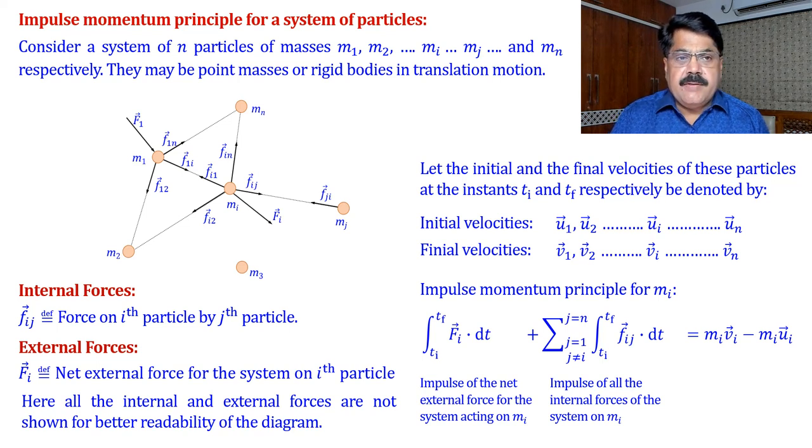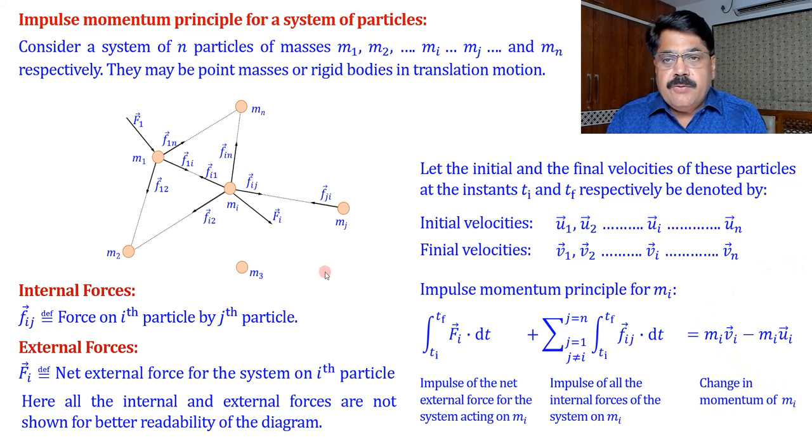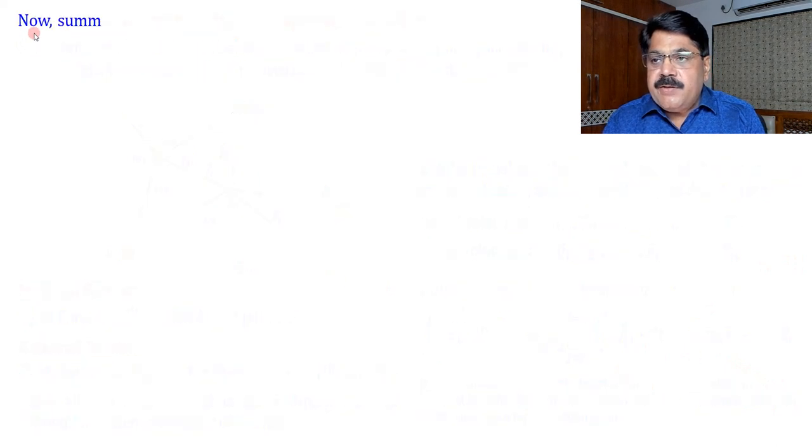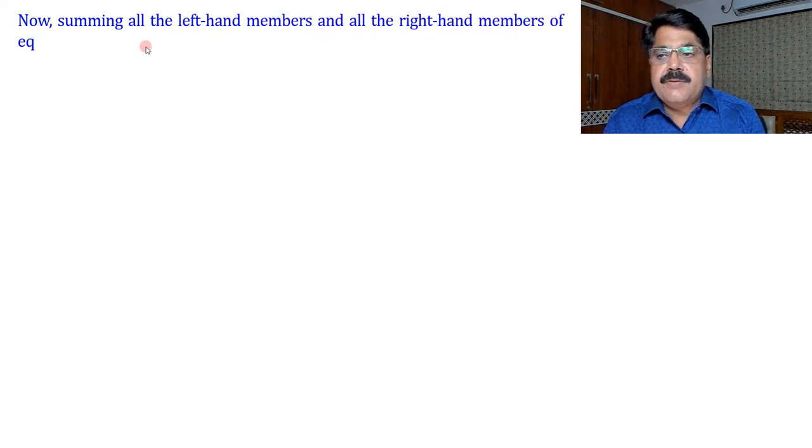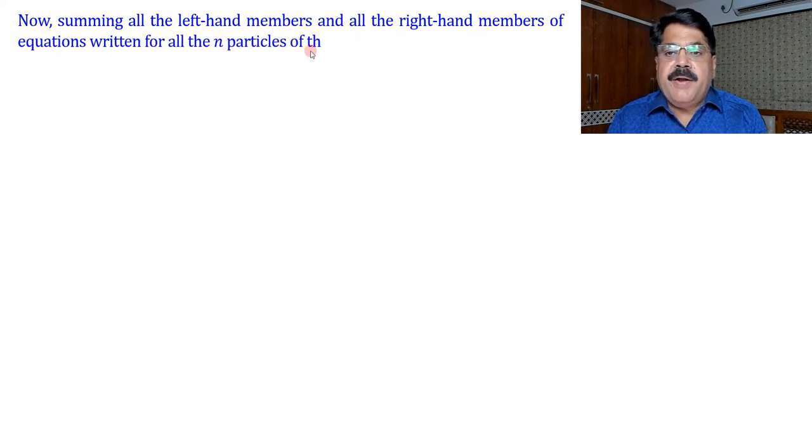Now we can write such an equation for all the particles and add them. So let us see here. This is the change in momentum of the mi particle. So how can we proceed further? Now summing all the left hand members and all the right hand members of the equations written for all n particles of the system, we obtain.